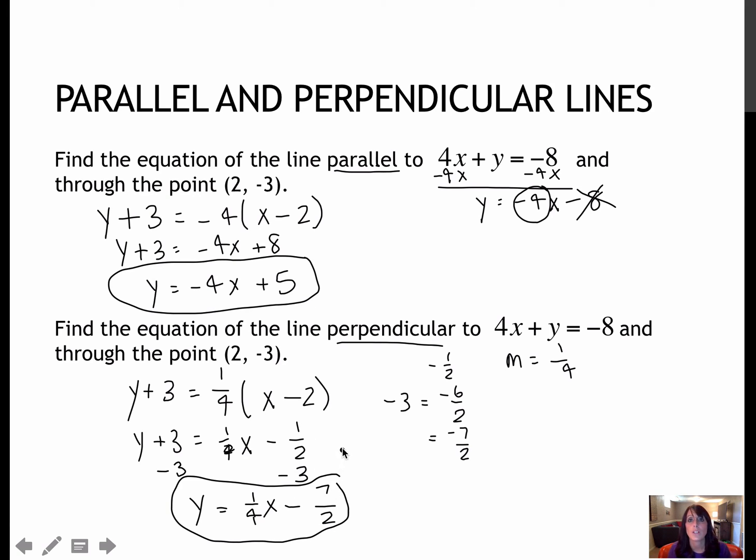Now you can always check these by graphing. So not a bad idea to plug them into your calculator or into Desmos.com. Desmos is a free download for any of your devices. So I'm going to go ahead and do that so that we can see the original line, the line that is parallel, and the line that is perpendicular.